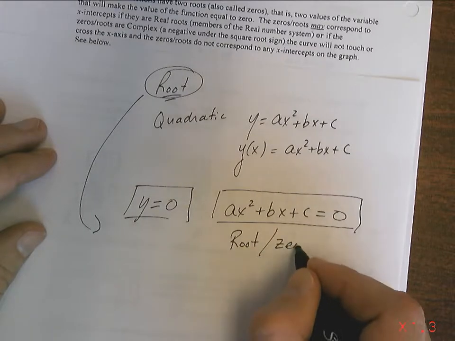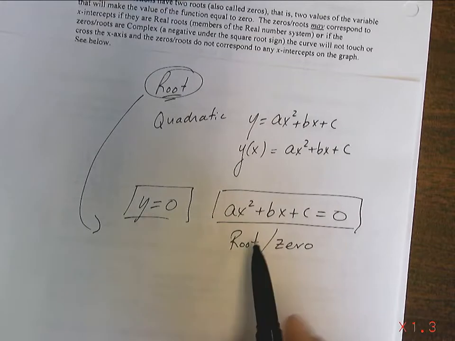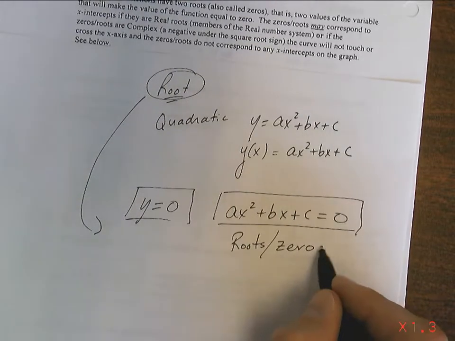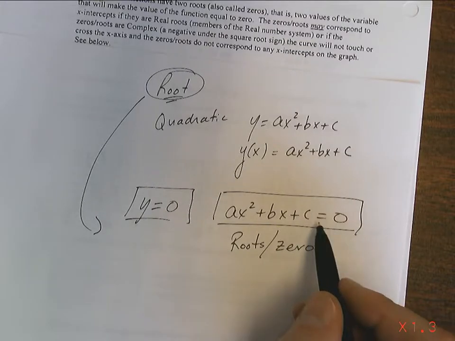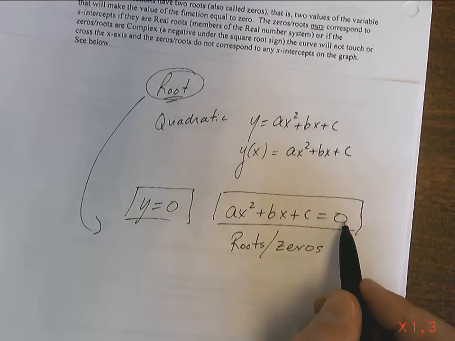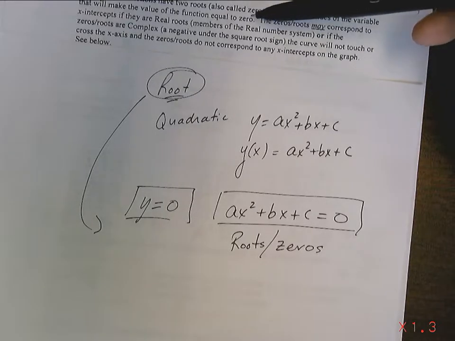So Olivia, you and I were talking about language and the language goofing you up. If you remember that roots are also called zeros, then that'll help us to remember that those are any values that will allow the quadratic to equal 0. So any quadratic function will have 2 roots. That is 2 values of the variable that will make the function equal to 0.